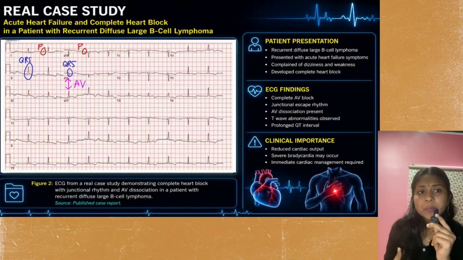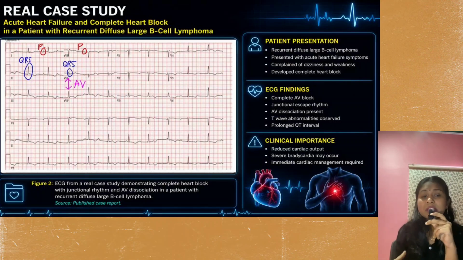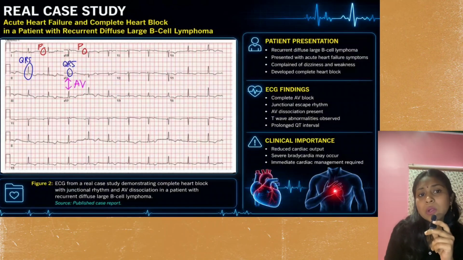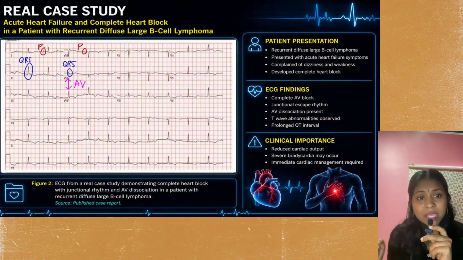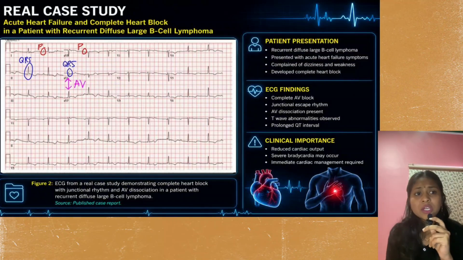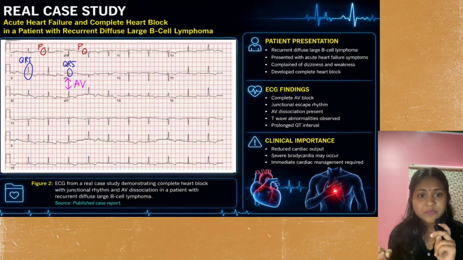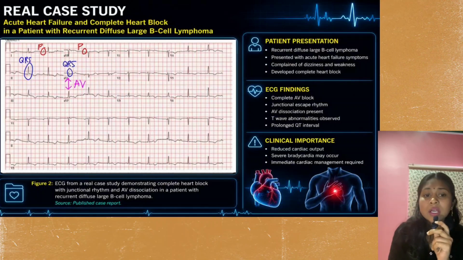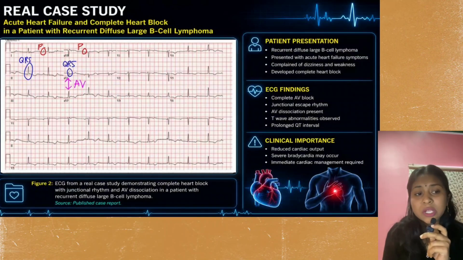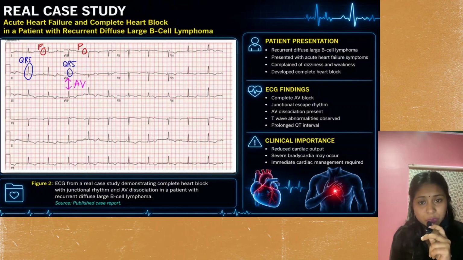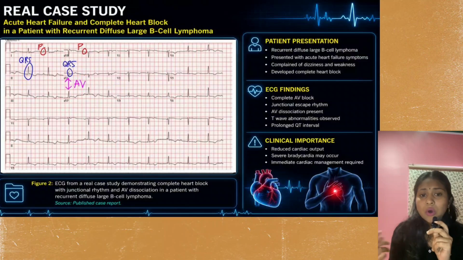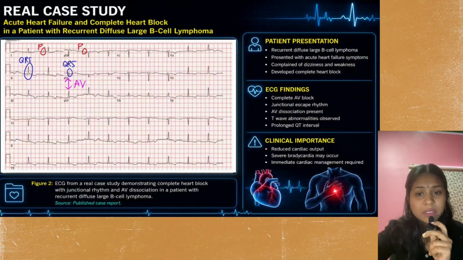This slide represents a real ECG from a published clinical case study. In this part, the ECG demonstrates complete heart block with AV dissociation. In terms of the P wave and the QRS, the atria and the ventricles are functioning independently due to the failure of the AV conduction. In terms of clinical importance, complete heart block is clinically important because it may reduce the cardiac output and lead to dizziness, syncope, heart failure, or cardiac arrest if not treated properly.